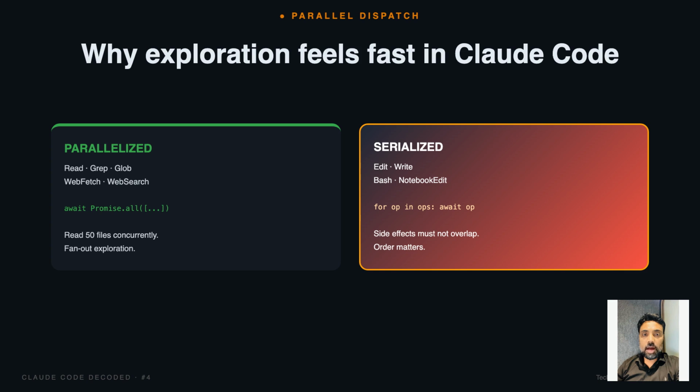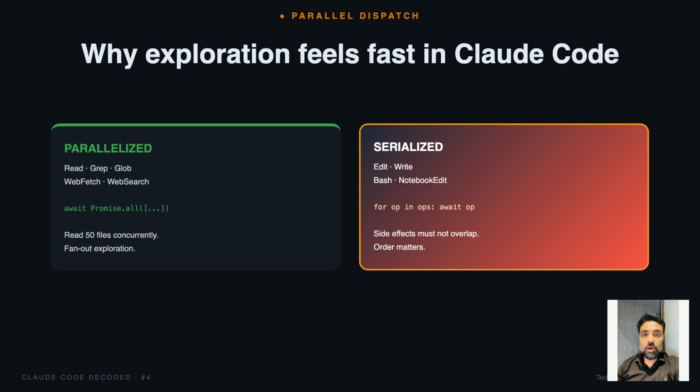TodoWrite, this is the planning tool, accepts a list of Todo items, updates Claude's working task list. Permission tier metadata only, used heavily during multi-step tasks to track progress and show you what's planned. The model uses this to think out loud about what it's about to do.